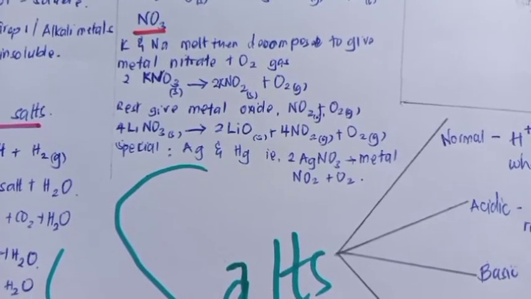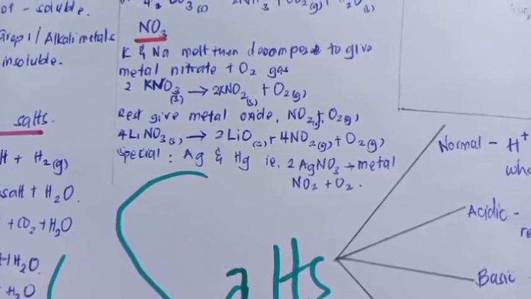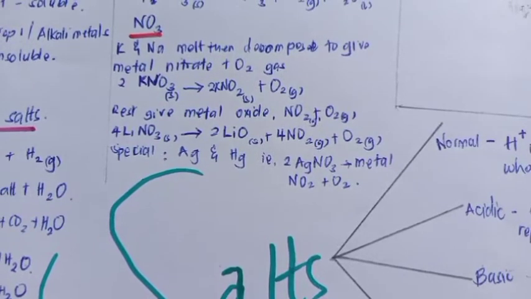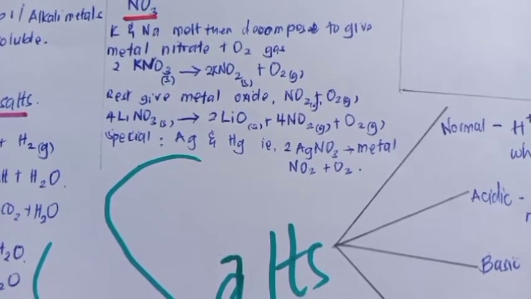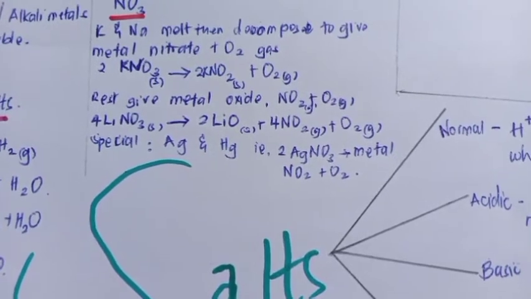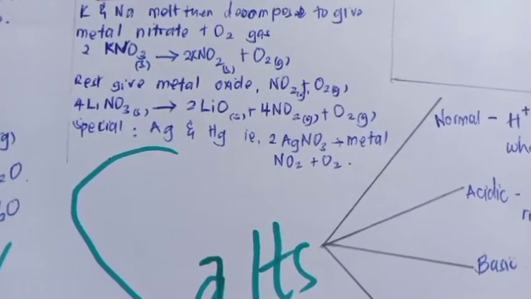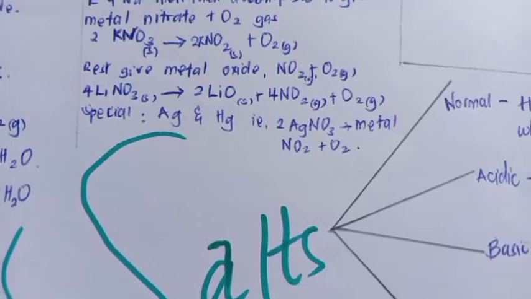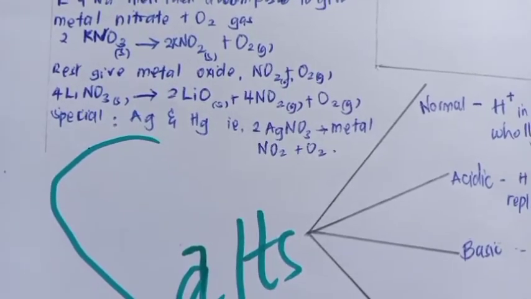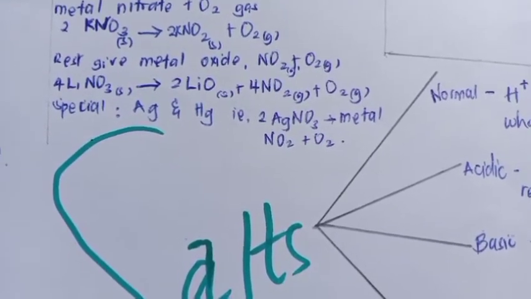Then the rest will decompose to give a metal oxide, nitrogen 4 oxide, and oxygen gas. So for example, we have lithium nitrate, it decomposes to form lithium oxide, nitrogen 4 oxide gas, and oxygen. Then we have the ones which are a bit different, like silver and mercury. So this one will decompose to form a metal, nitrogen 4 oxide, and oxygen.